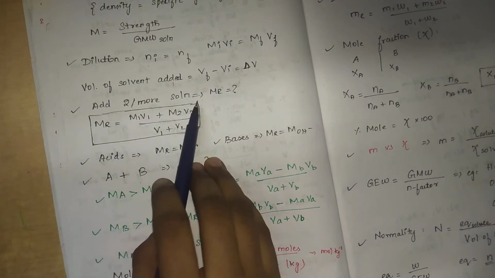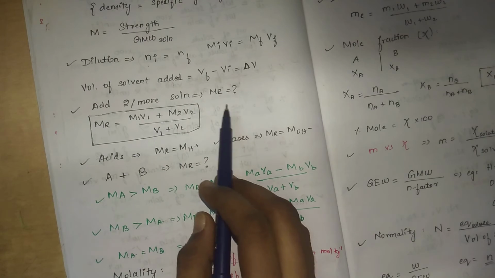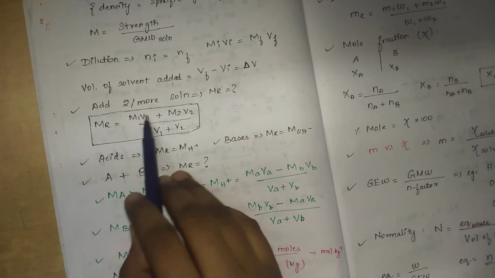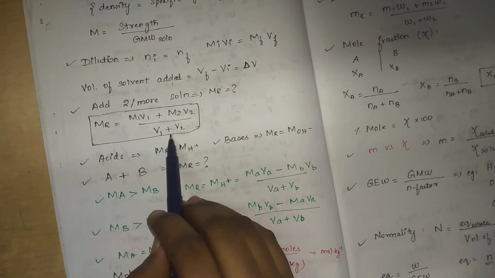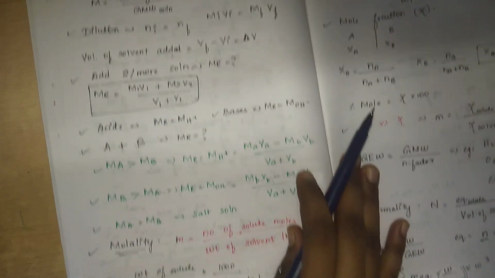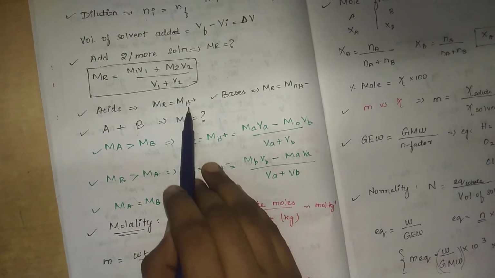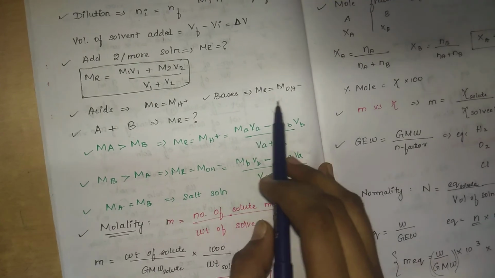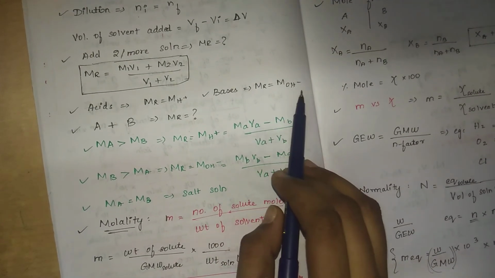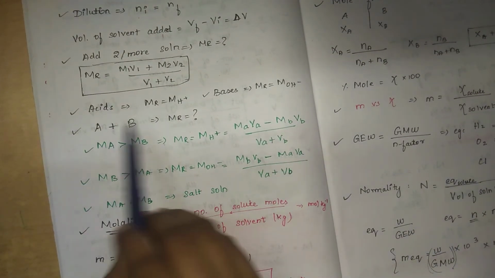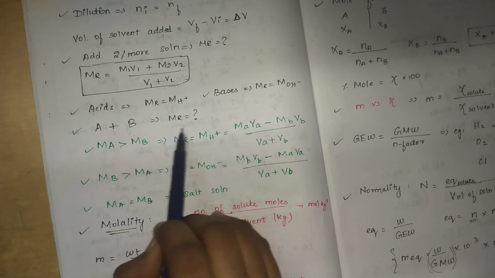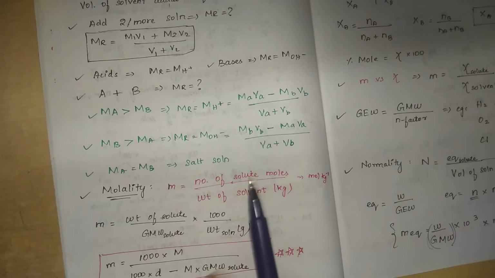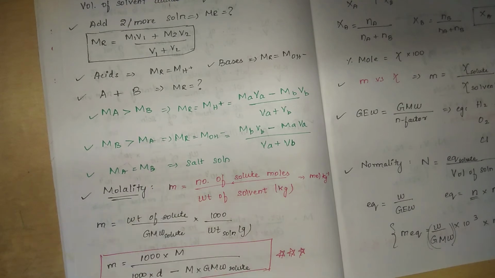If you add two or more solutions, what is the resultant molarity upon mixing of two solutions? It means M1V1 plus M2V2 divided by V1 plus V2. For acids, the resultant molarity will become M H plus. For bases, the resultant molarity means molarity of hydroxyl ions. If we are adding acid and base, what will be the resultant molarity? It depends upon the molarity of acid and also the base.